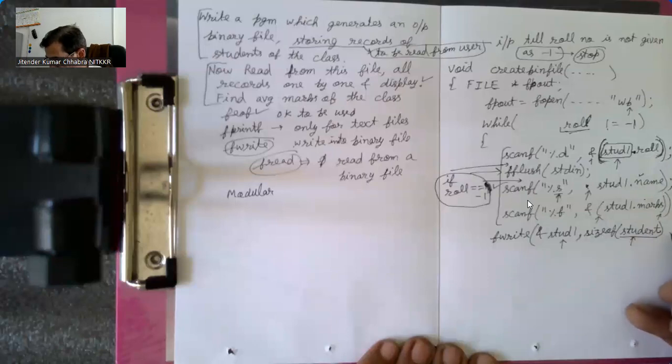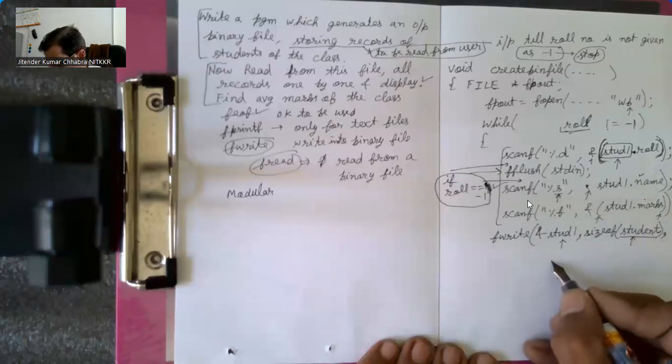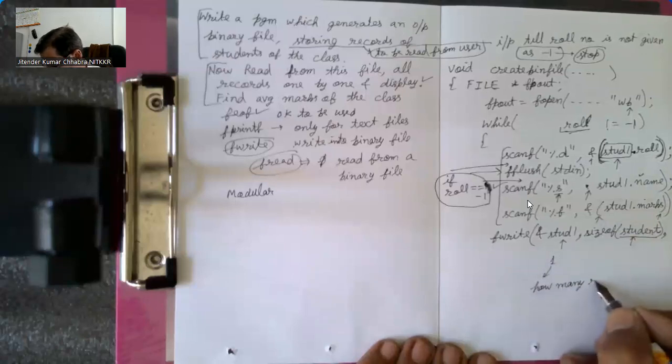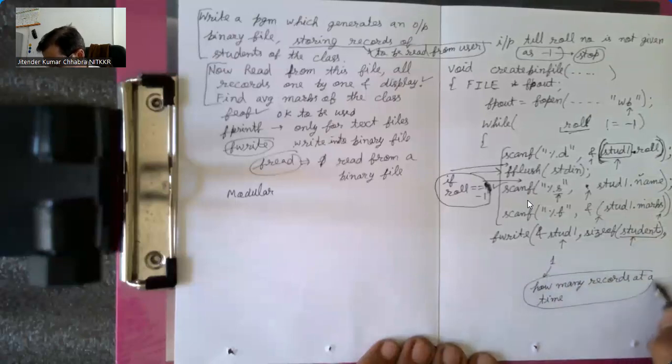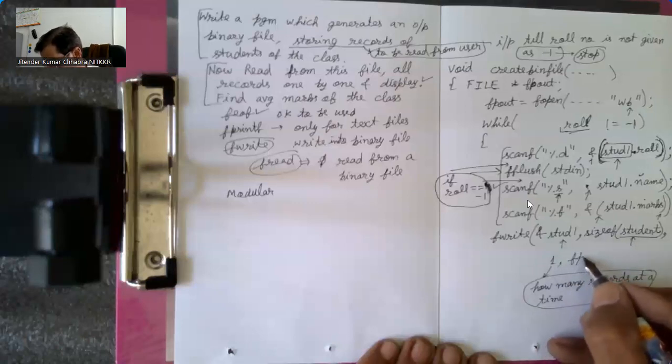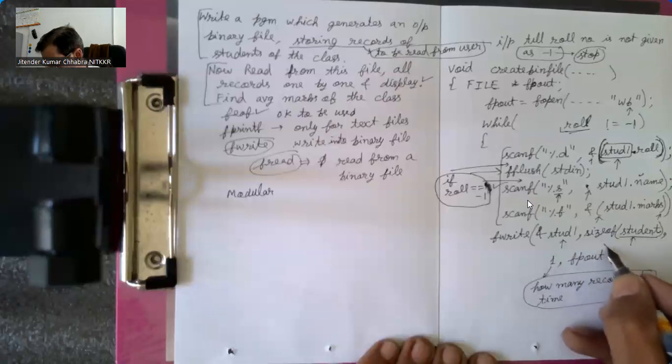The third parameter is how many blocks to be written at a time, how many records at a time. For the time being, I have read only one record, and the same record is to be written into the file. I'm writing one. But if I have, let's say, 10 records, all 10 records stored in one array, the whole array can be written by using 10, and all 10 records can be written into the file with a single command. For the time being, I'm writing one.